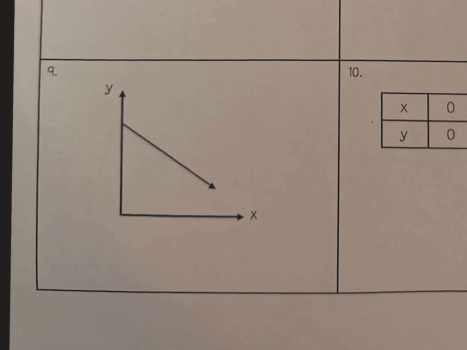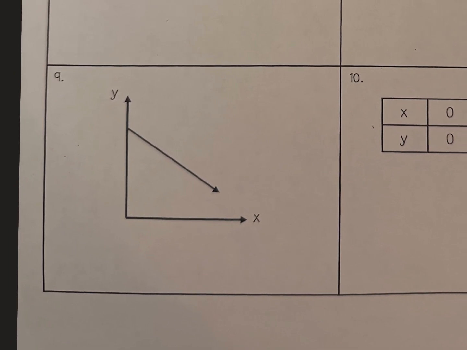I'm not sure about this one, number 9, but I think it's proportional, because as x gets smaller, so does y. You have a diagonal line, and as x gets smaller, y gets smaller.